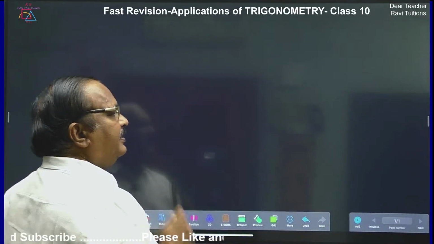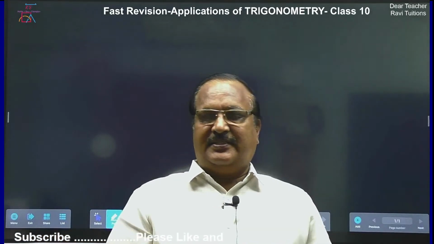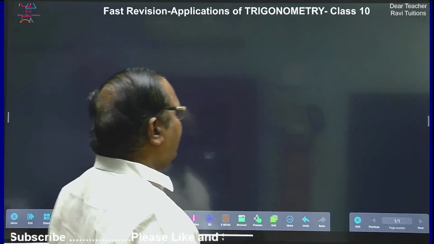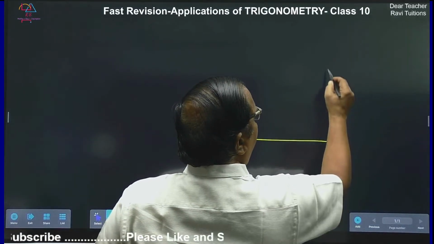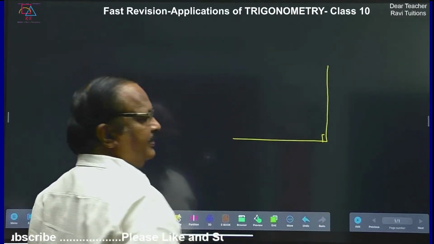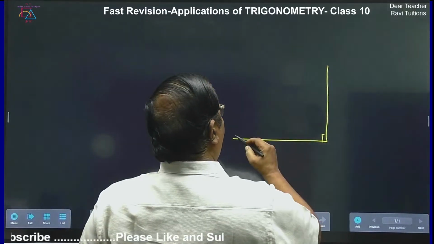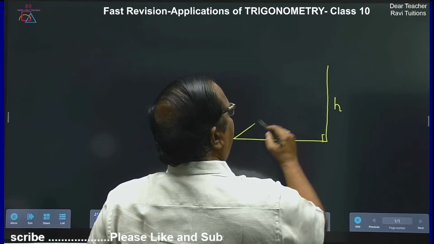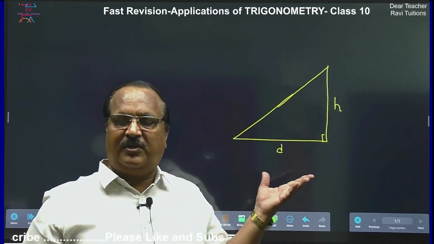Okay, so let us start. Trigonometry, heights and distances are applications of trigonometry. When you have a ground and a height, the height is always perpendicular. That means a 90 degree angle is formed. So let us say this is the height and this is the distance. Now a right angle triangle is formed.